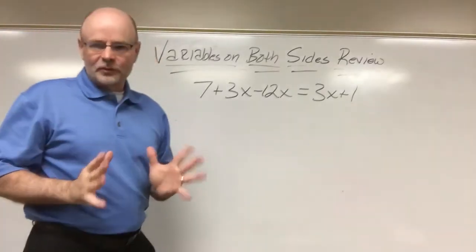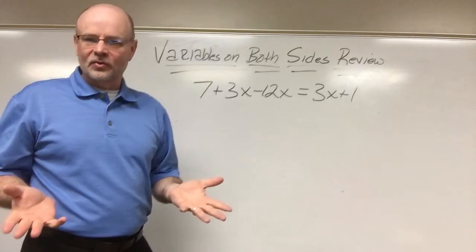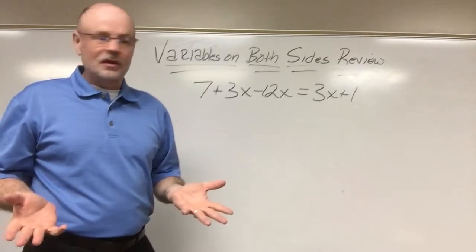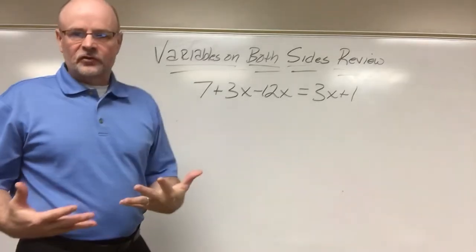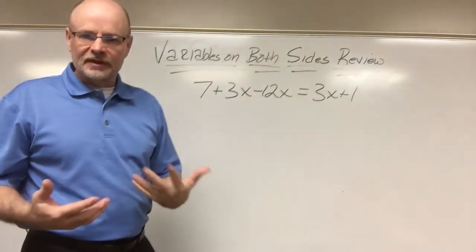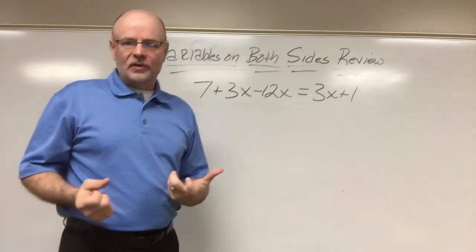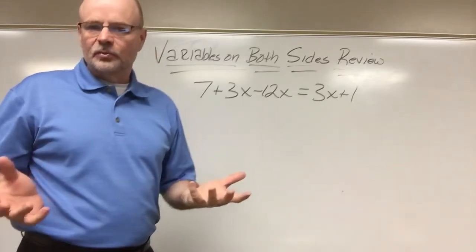Alright, so let's do a quick little review of how I would solve an equation that has variables on both sides. Notice I have an example problem written up here. What I want to do first is try to see if I can simplify each side of the expression. And here's where I'm going to combine my like terms. You guys are very familiar with this.